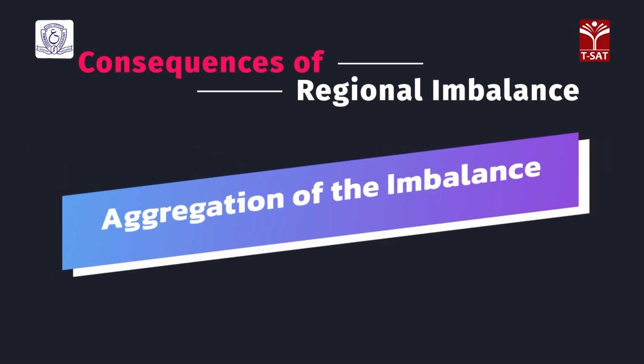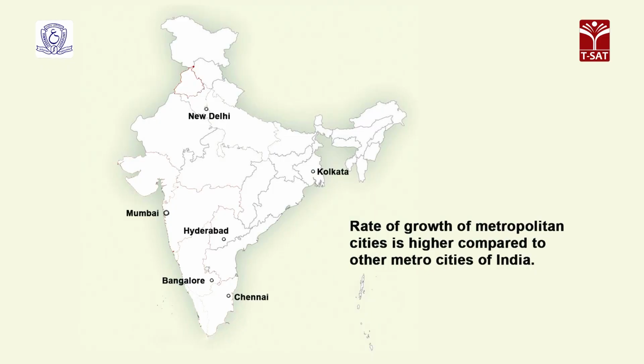Aggregation of the imbalance. Once an area is prosperous and has adequate infrastructure for development, more investments pour into it, neglecting the less developed regions. So, an area which is already prosperous develops further. For example, the rate of growth of metropolitan cities like Mumbai, Delhi, Kolkata, Chennai, Bangalore and Hyderabad is higher compared to other metro cities of India.